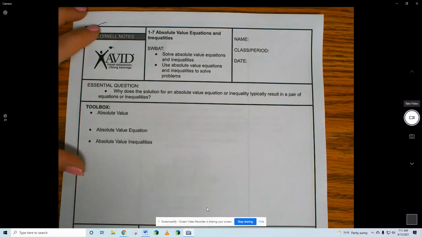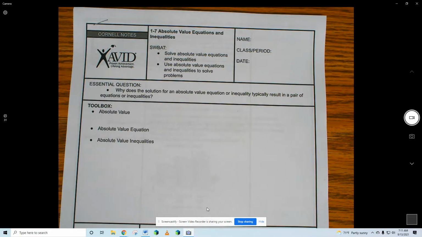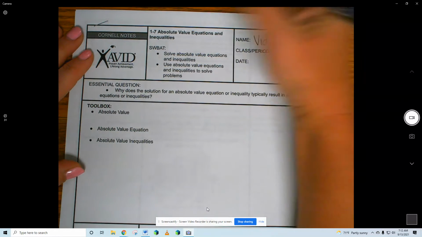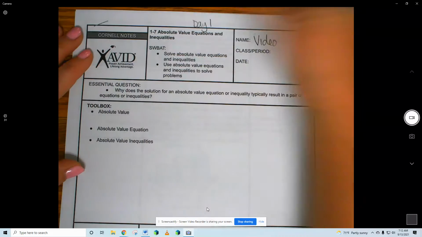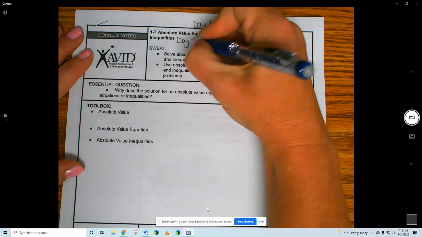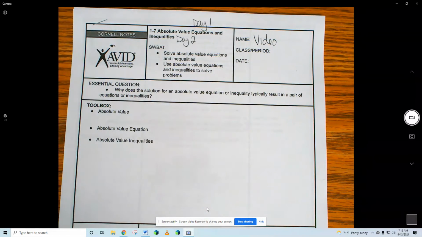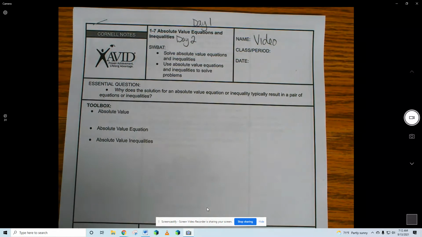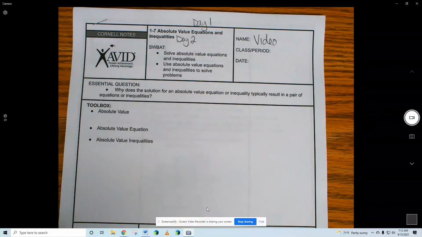All right, today we are doing absolute value equations. The equations are going to be day 1, and the inequalities will be day 2. So for equations, first we need to remind ourselves what absolute value is and how we are using it.